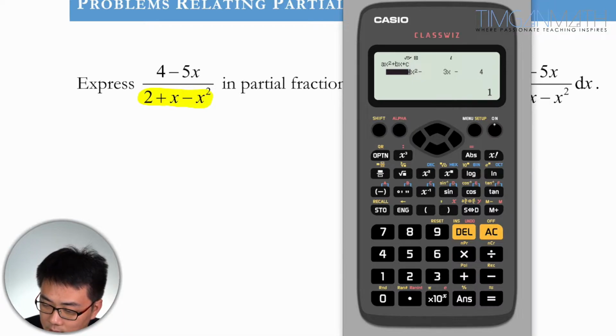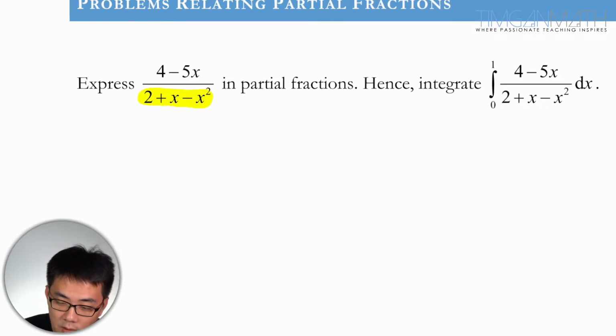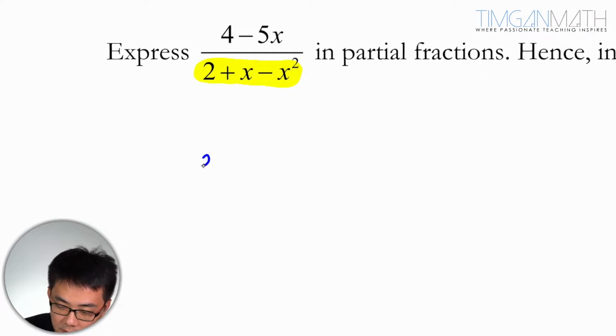So you can just remember, go to this setup, go number 5 and polynomial degree of 2, and you want to solve -1, 1 and 2. So solving this will be x plus 1 and x minus 2, but just be mindful, when you factorize this will just be 2 plus x minus x squared.